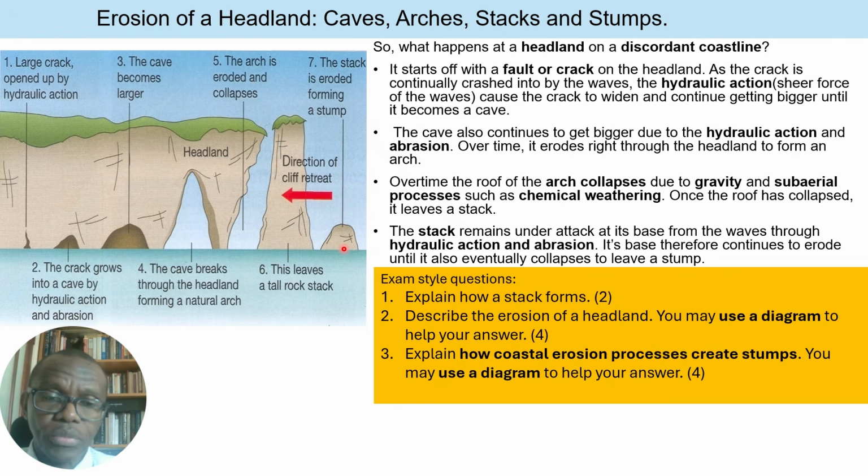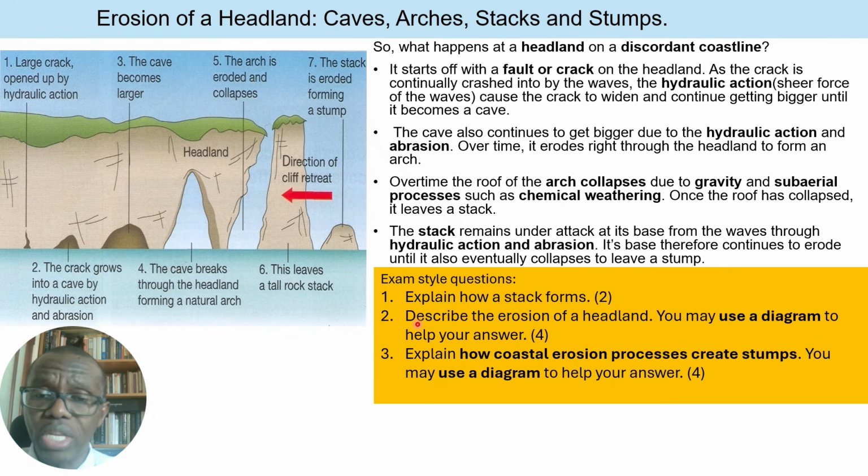Now, what kind of questions, then? Exam questions have been asked in the past and are likely to be asked. So, explain how a stack forms. Now, that question actually should be 4 marks. You would then explain the process all the way from the crack here to the cave becoming a little bigger, and then to the arch, and then eventually to the subaerial processes compromising the roof of the arch, and then that arch collapsing to leave a stack.